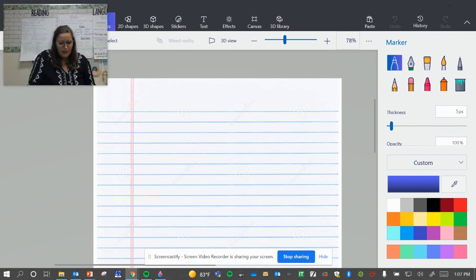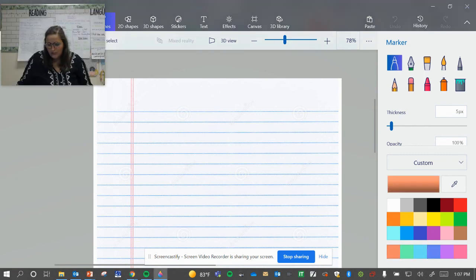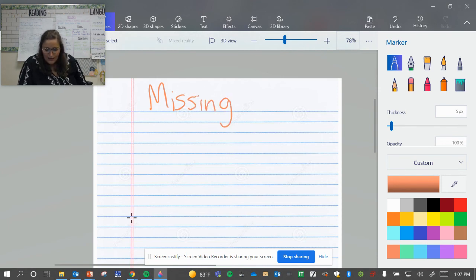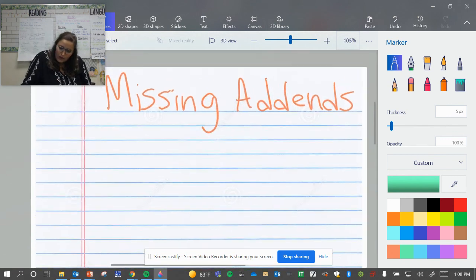So I'm going to move myself right up here, and I'm going to pick one of my fun colors of the week, which I'm going to do this coral color. And we're going to say our title is Missing Addends. Okay, so the goal here is that I can use a related subtraction fact in order to find the missing addend. So we're going to write that on this top part here. Remember, we're writing on one line. We're not writing huge like this unless I tell you to, okay?